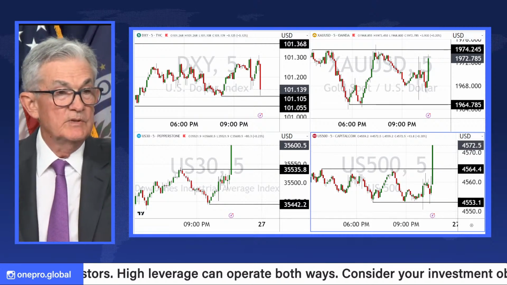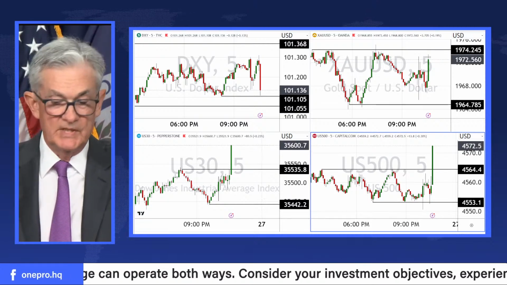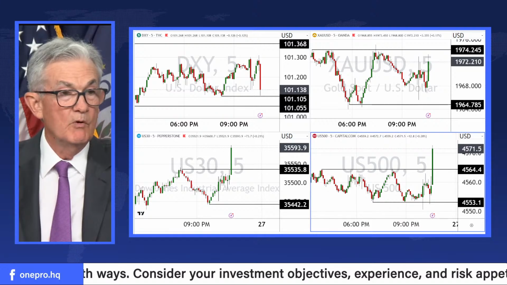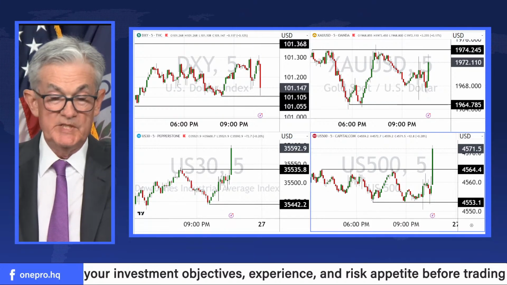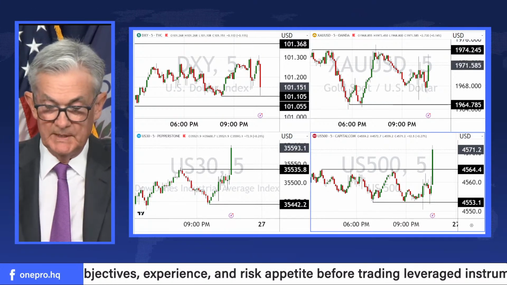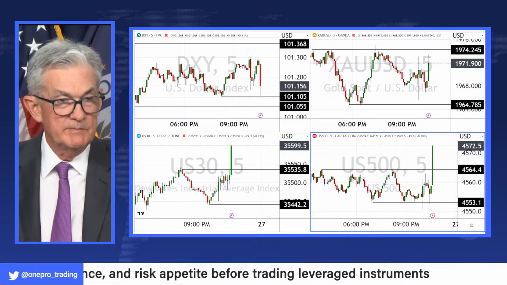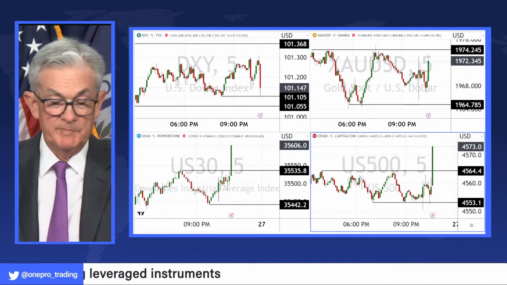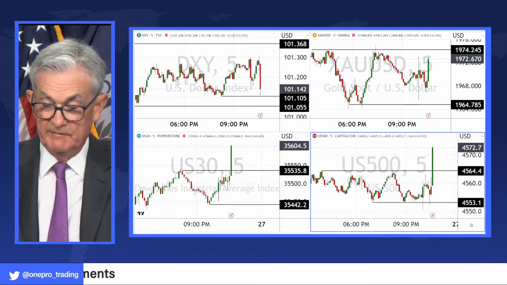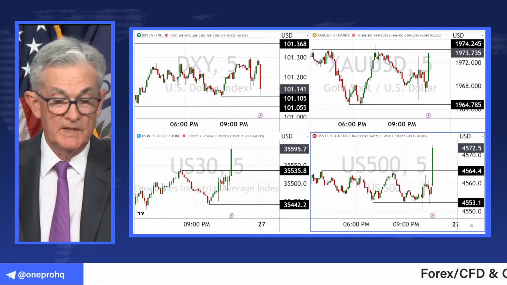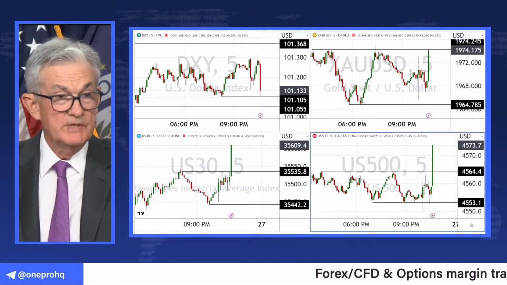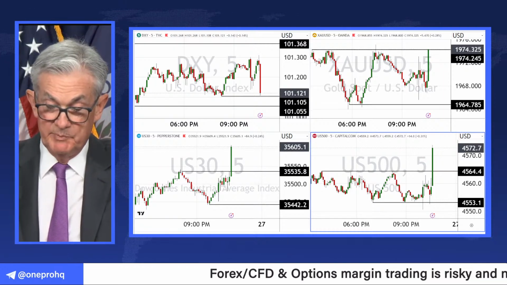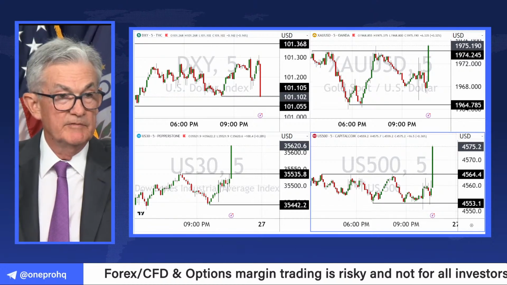I would say it is certainly possible that we would raise funds again at the September meeting if the data warranted. And I would also say it's possible that we would choose to hold steady at that meeting. We're going to be making careful assessments, as I said, meeting by meeting. And I'll close by saying we've raised the federal funds rate now by 525 basis points since March 2022. Monetary policy, we believe, is restrictive and is putting downward pressure on economic activity and inflation.